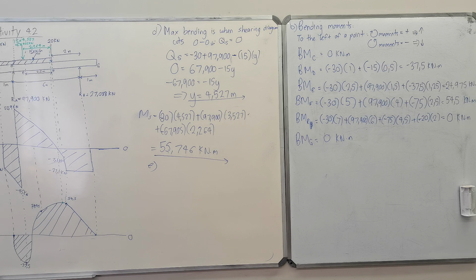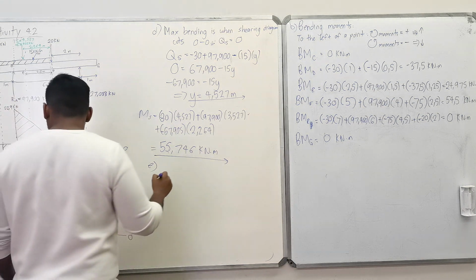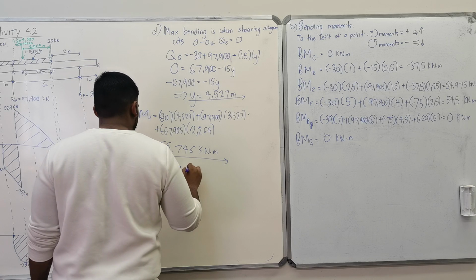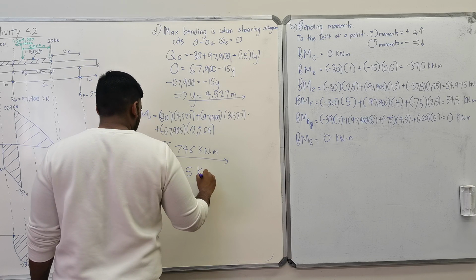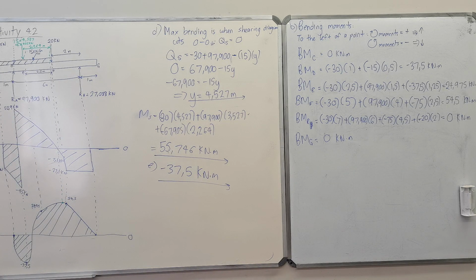Question E asks you, from the bending moment diagram, find the minimum value. So look at your bending moment diagram. What would be the minimum value? Minus 37.5, from your bending moment diagram. So this is minus 37.5 kilonewton meters.